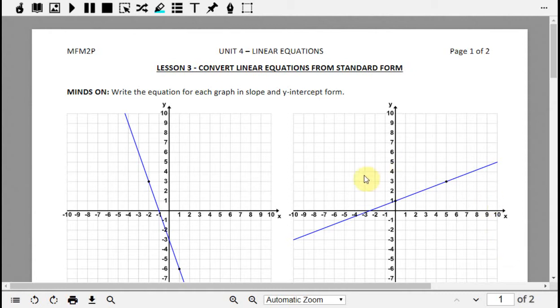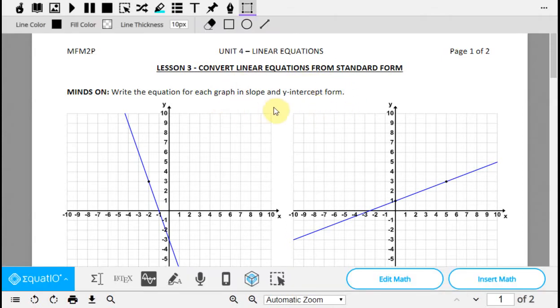This lesson is about converting linear equations from standard form to slope-y-intercept form. The way we're going to be doing that is using some of the skills that we use when we're solving equations, and it has to do with getting a term by itself by doing opposite operations. And sometimes it may involve also dividing or multiplying by a number in order to get the variable term to be just 1 as a coefficient.